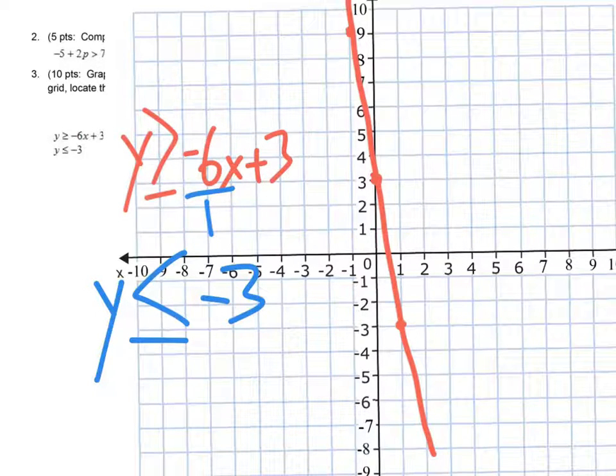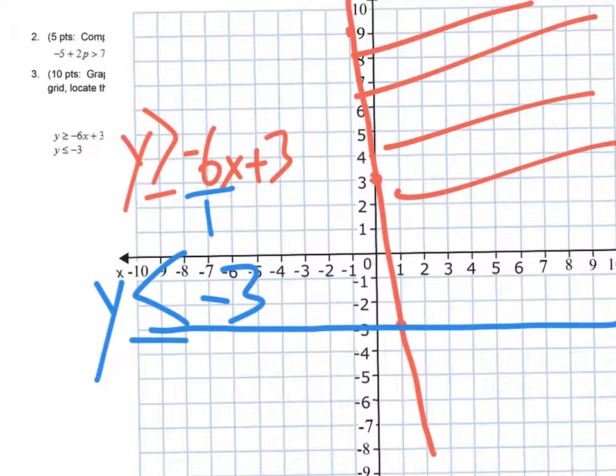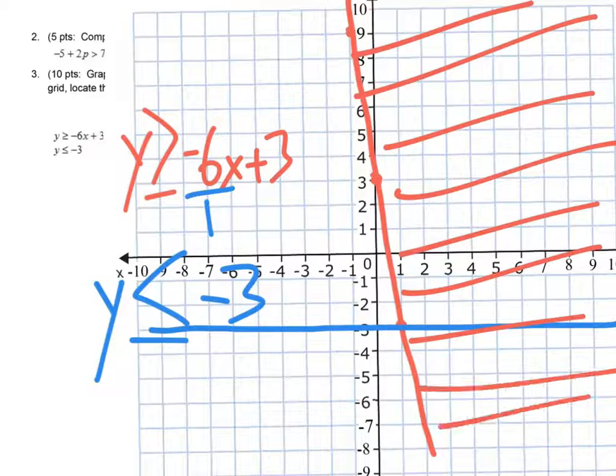This is going to be a horizontal line, and it's going to go all the way across. And I know that because the value of y right here is -3. Here's -3. The value of y here is -3. This is a horizontal line. We've got to figure out now which way are we shading. So when we look at this top one, y is greater than -6x plus 3. So if y is greater than it, if it's bigger than that, we're going to be shading to the right, where the numbers go up.